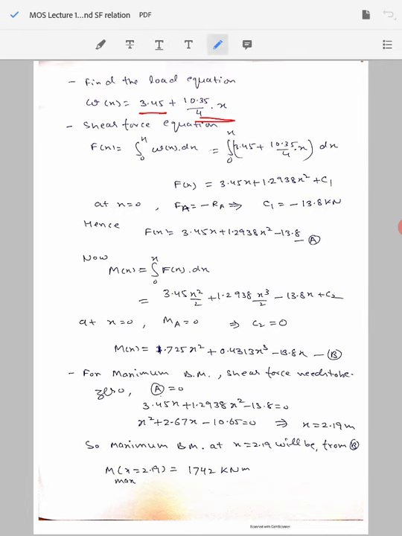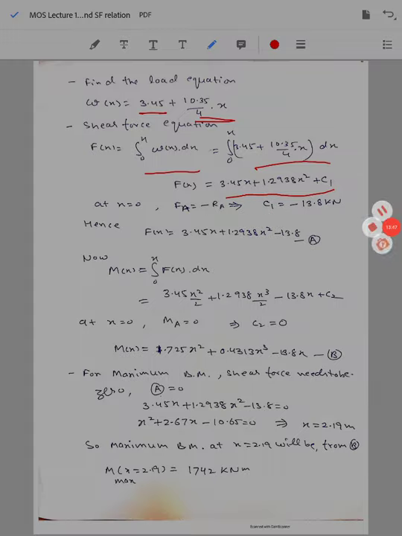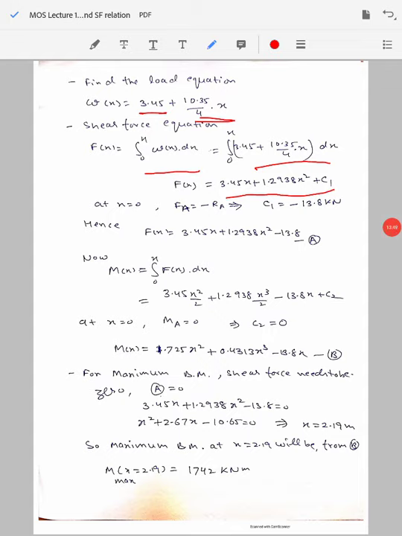Now once we have got this equation, we can use our derived equation that shear force is equal to integration of w dx from 0 to x. We substitute it over here and integrate it, and we will get the value as 3.45x plus 1.2938 x square plus c1. c1 is the constant of integration here.